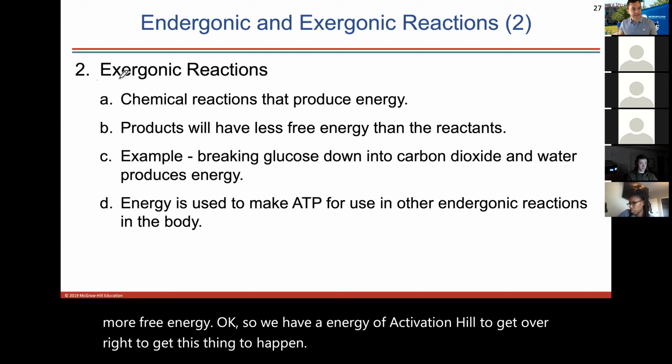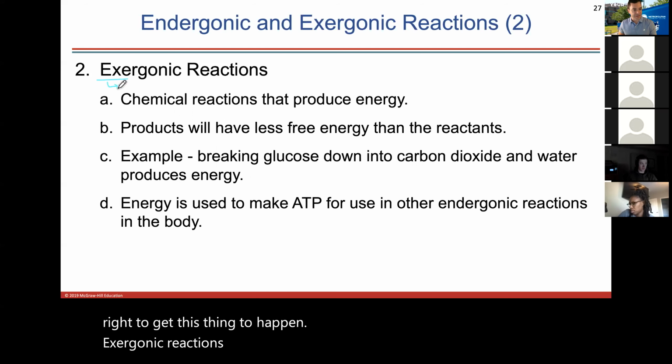Exergonic reactions, EX of exer, EX of exit. Release energy.